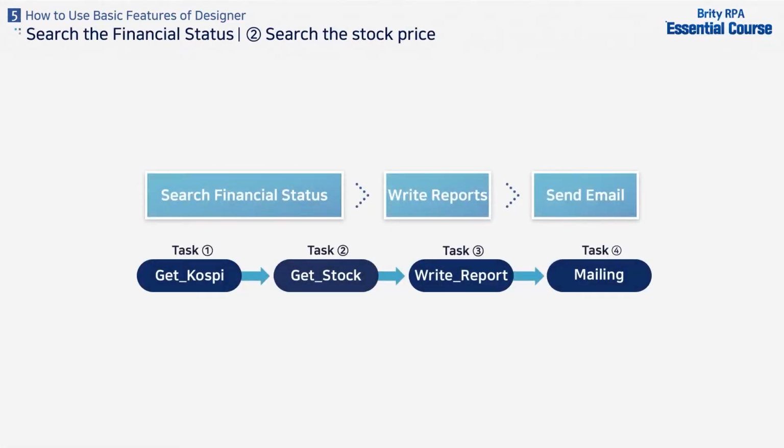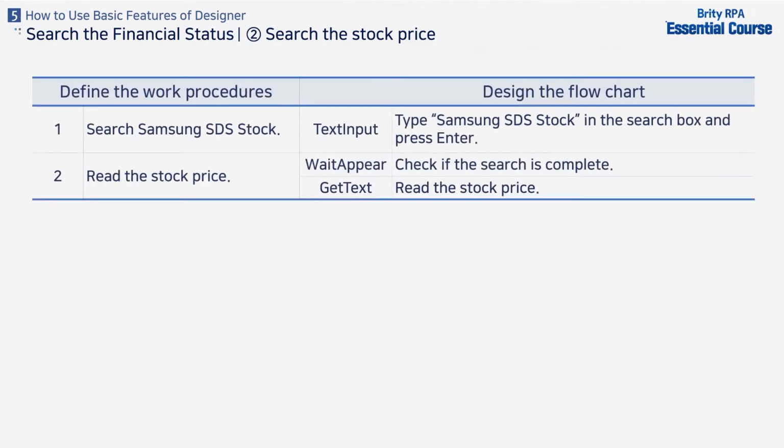Now, let's create a second task that reads the stock price. Designing the work procedures and flowchart concept is as follows. To search for Cosby, we can search for Samsung SDS stock on the Google website and read the stock price. Here, we can utilize the text input, Wait Appear, and Get Text activities.